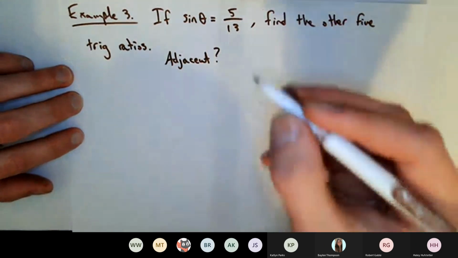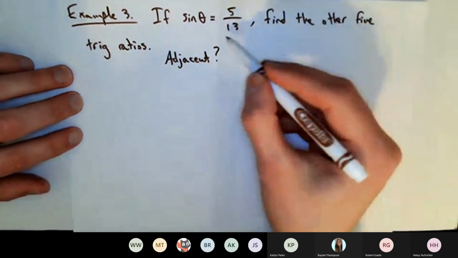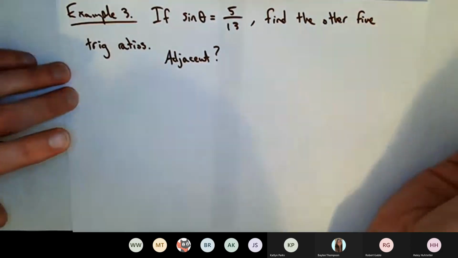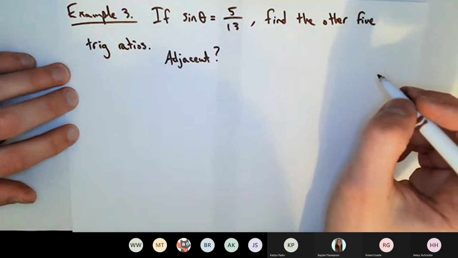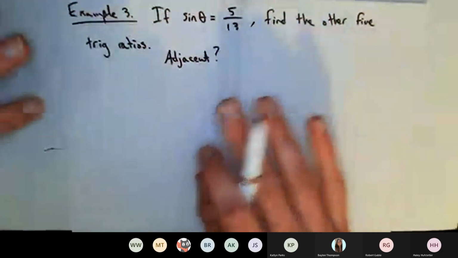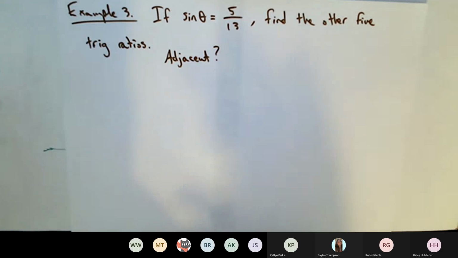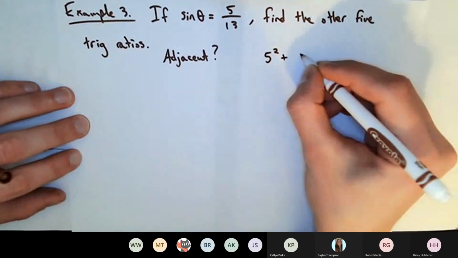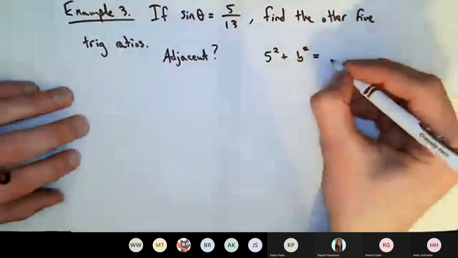Well, we know that opposite is some constant multiple of 5, as is the hypotenuse, some constant multiple of 13. That means if we want to find the adjacent side, we can use the Pythagorean theorem. And the Pythagorean theorem doesn't care if there's some constant multiple introduced. It's going to come out in the wash. So that means we can set up our Pythagorean theorem to find that missing side, which is my adjacent side. I'll just call it B.